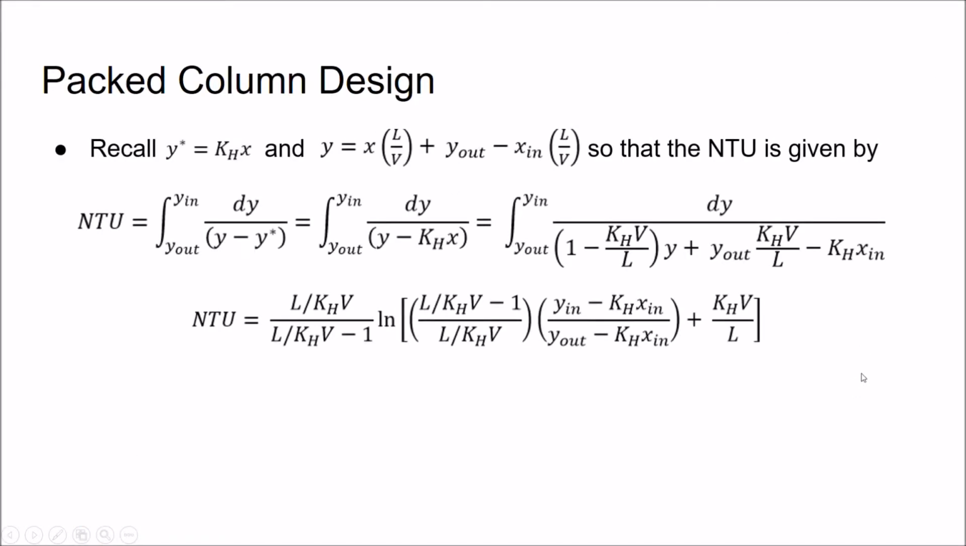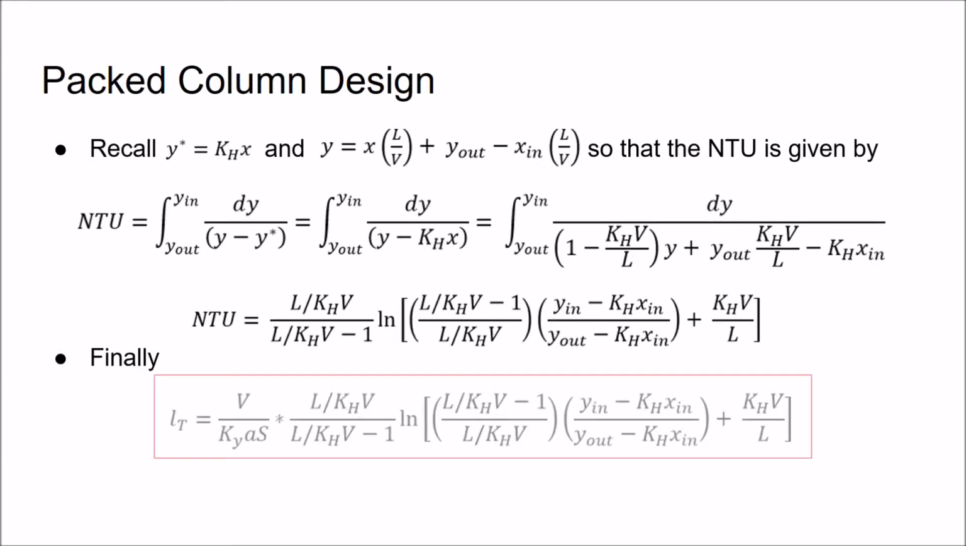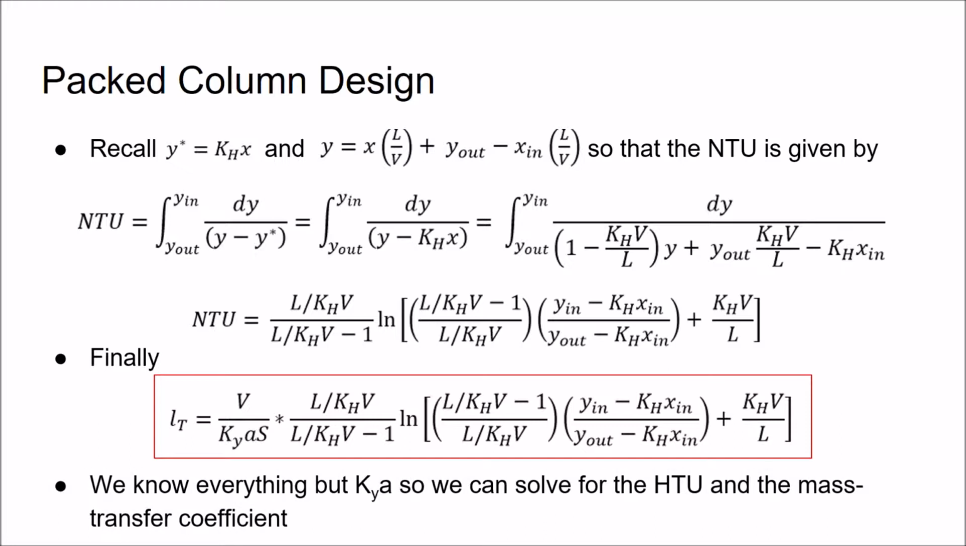To obtain a usable expression for the number of transfer units, we must first eliminate the fictitious vapor phase concentration using Henry's law. After plugging this in, we must then eliminate the mole fraction in the liquid using the material balance derived around the top of the column. Once this has been done, the integral can be taken and the expression for the number of transfer units can be obtained as shown here. This can then be plugged back in to the equation for the length of the packing. In this equation, we know everything but Kya, so we can solve for the height of the transfer units and in turn the mass transfer coefficient.